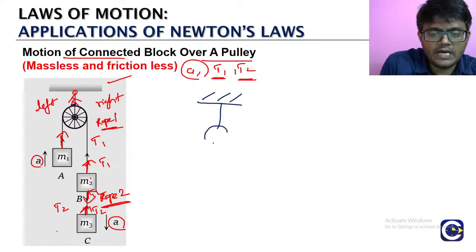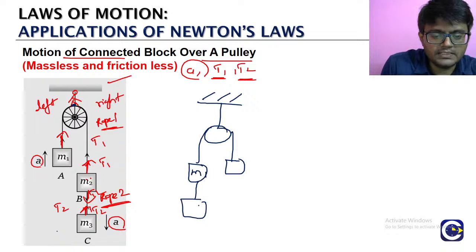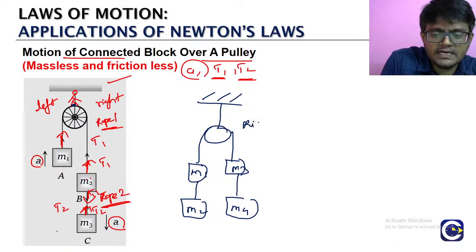So look at it now. You have a pulley. Let's say this side you have M1, to that M2 is connected. This side will have M3 and M4. As I said, I can just keep on adding. So this is the right side of the pulley. This is the left side. Let us assume that the right side is the higher one.